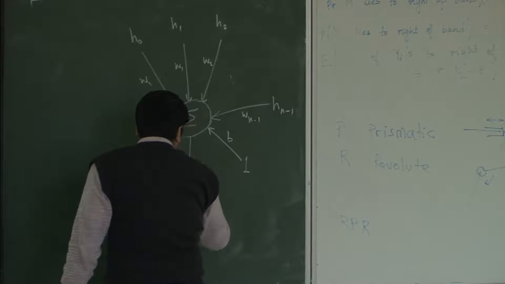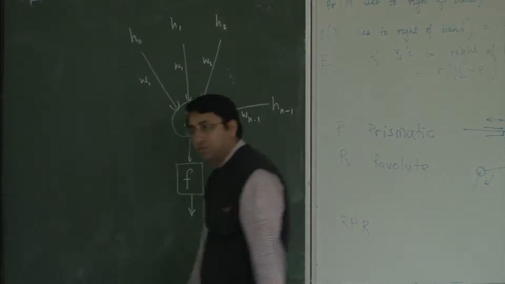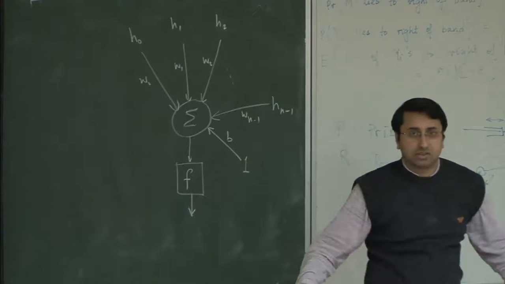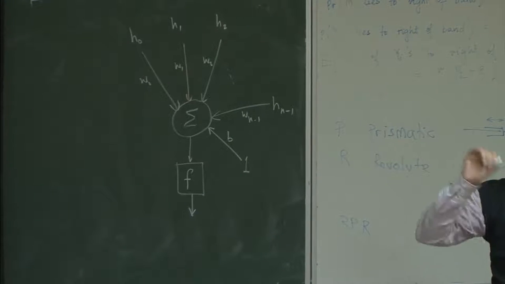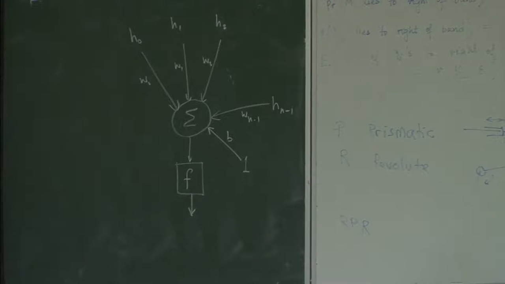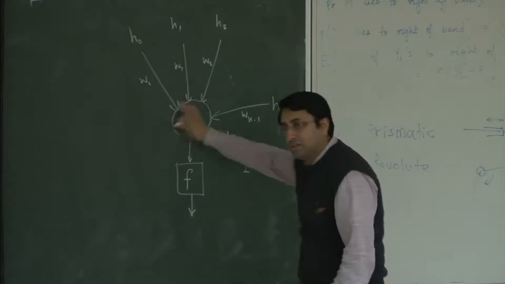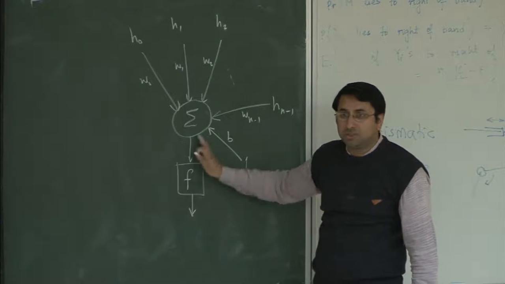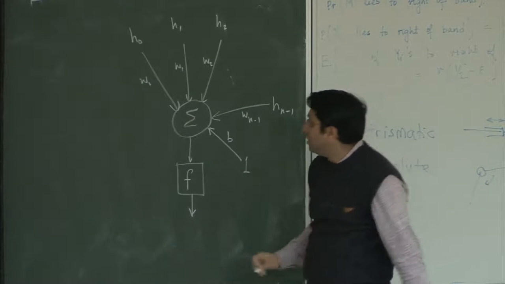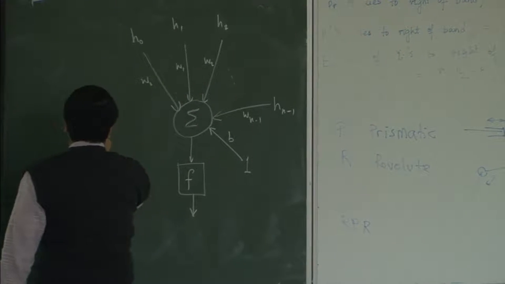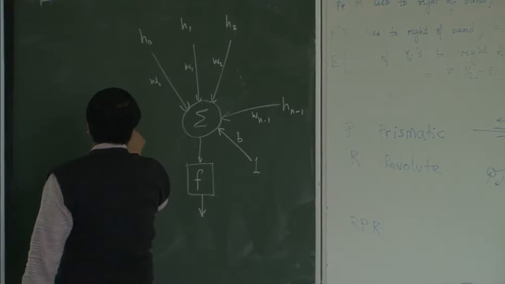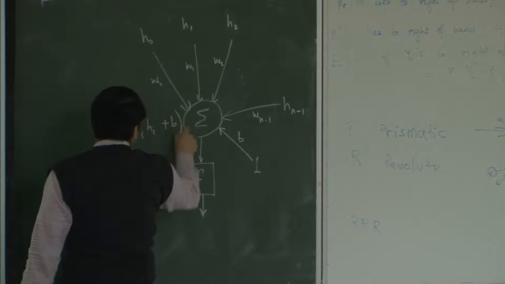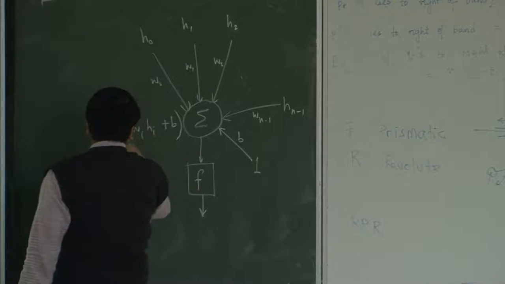And then you apply a function which gives you a binary output. Often the function applied here is the sign function. By sign I don't mean the trigonometric sine function. You take the sign of this value, positive or negative. If it is negative, you output 0. If it is positive, you output 1. So what have we got? The perceptron is the same as f of summation w_i h_i plus the bias.